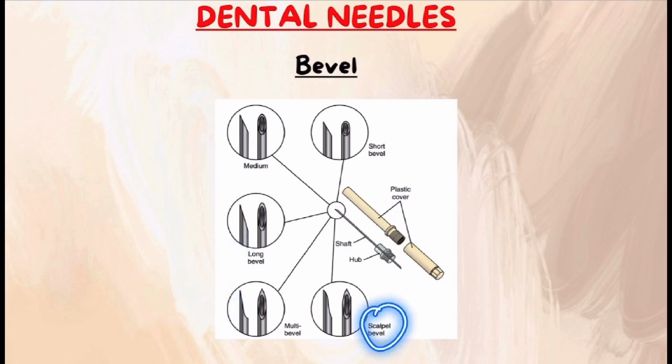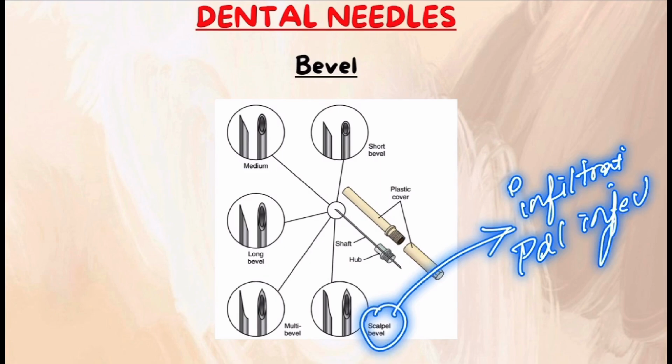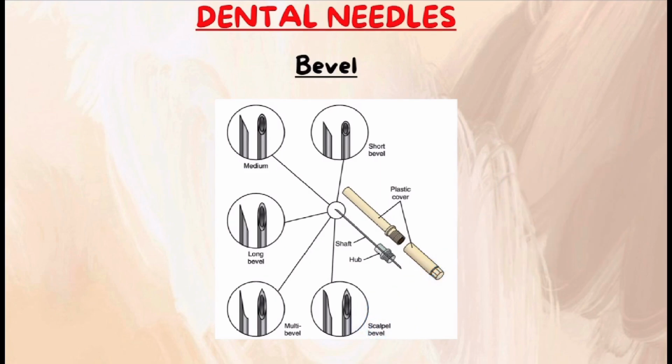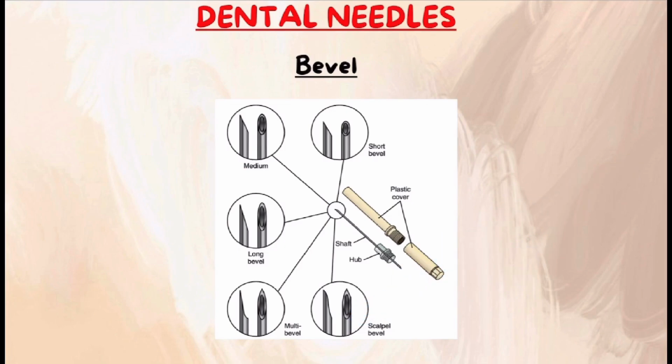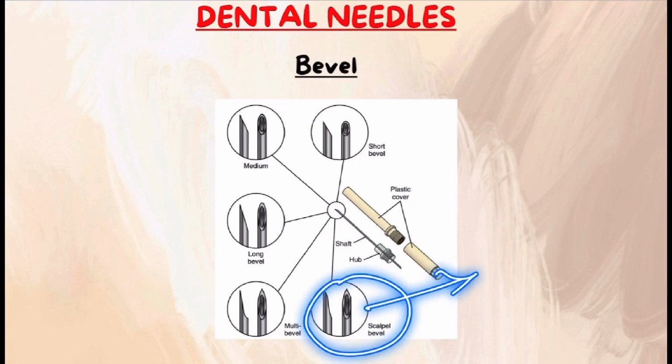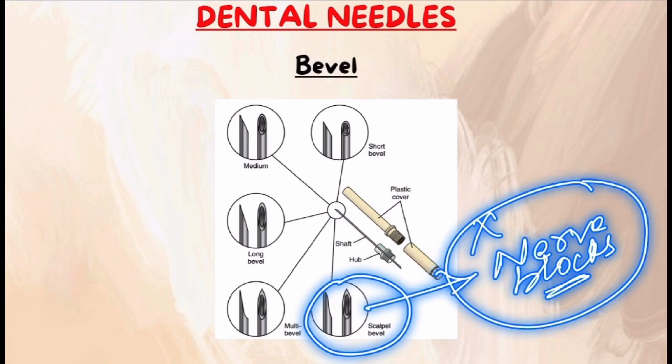A scalpel bevel is mainly used for infiltrations and also for PDL injections, that is periodontal ligament injections. It causes less displacement of the tissue, and this kind of bevel needle is not recommended for nerve blocks because of the risk of direct nerve contact.